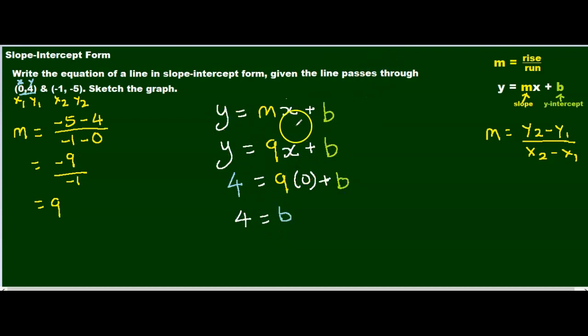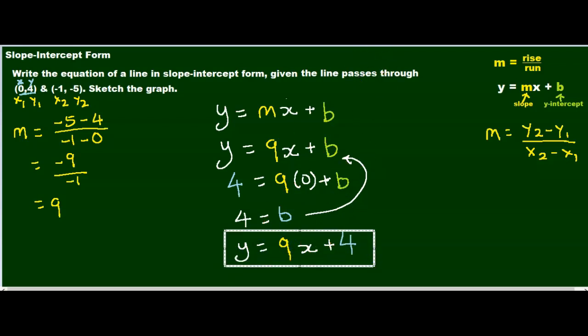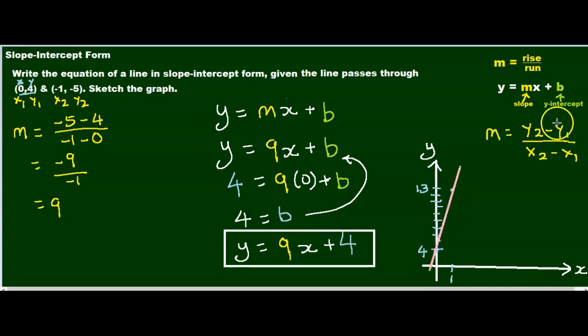And I can plug it back into my equation here. Okay, so y equals 9x plus 4. This is the equation of my line. How do we plot or sketch this graph? My y-intercept is 4, and we're going to go up 9 units, so 1, 2, 3, 4, 5, 6, 7, 8, 9, 10, 11, 12, 13. That's where it ends. And we're going to go over 1. So these are my 2 points. If I draw a line that passes through these points, there is the sketch of my graph.